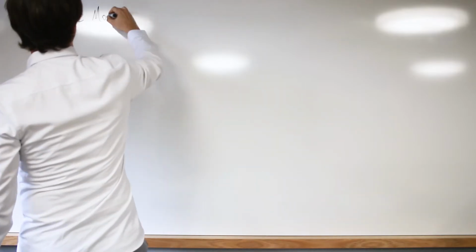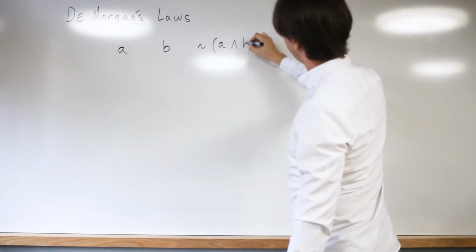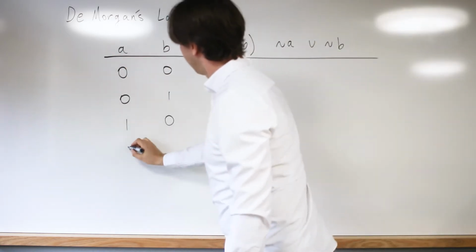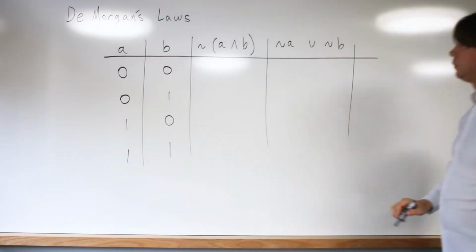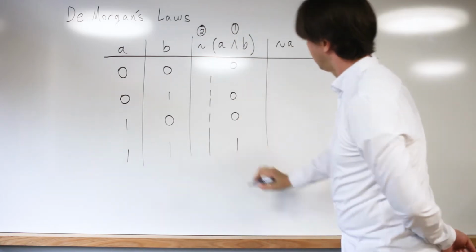Welcome back. Today we're going to look at De Morgan's laws and quantifiers. De Morgan's laws relate to negations of and or statements. We can prove that not (A and B) is the same as (not A) or (not B).